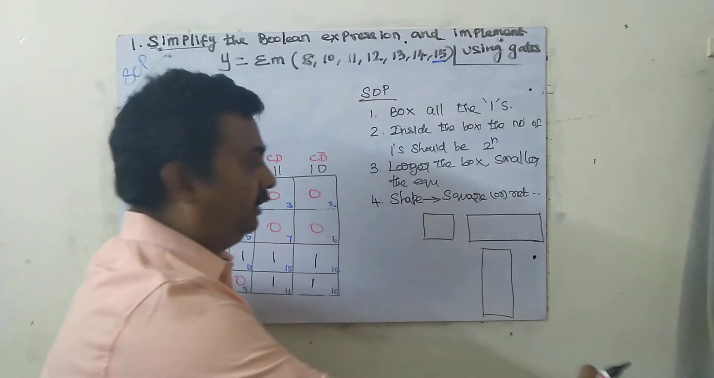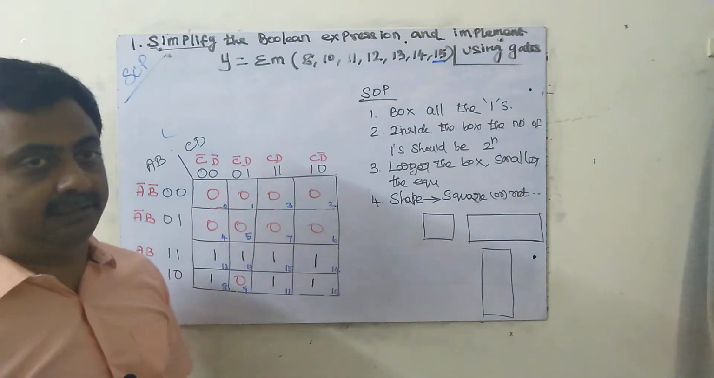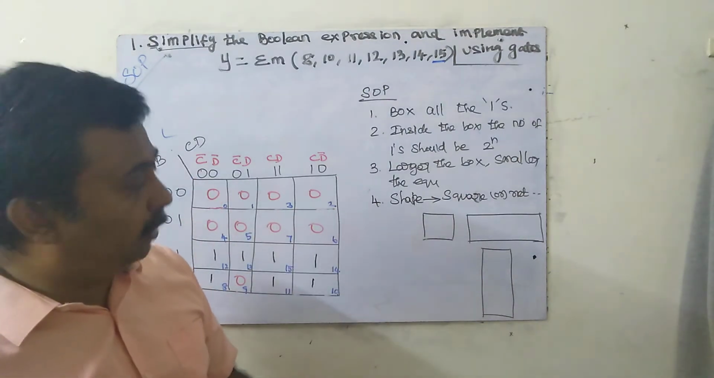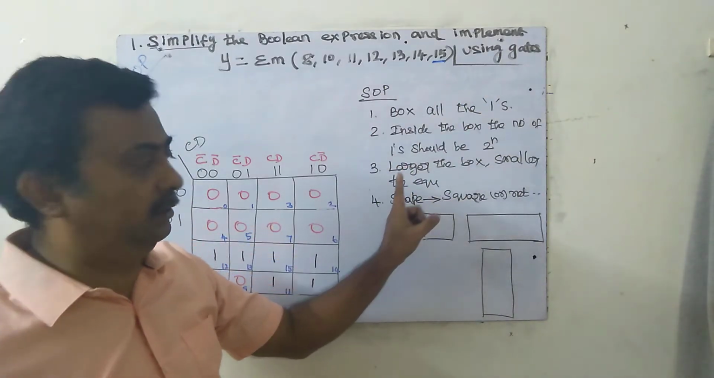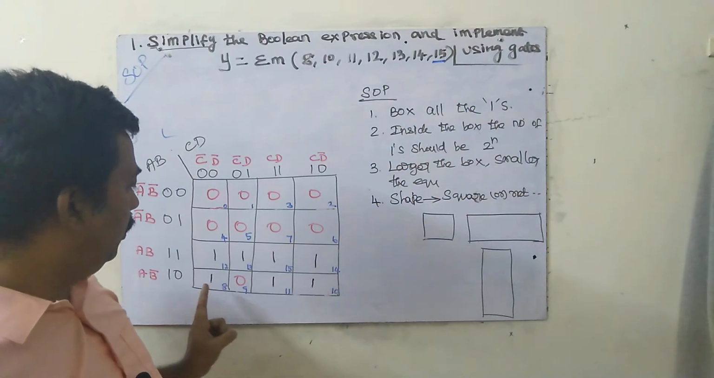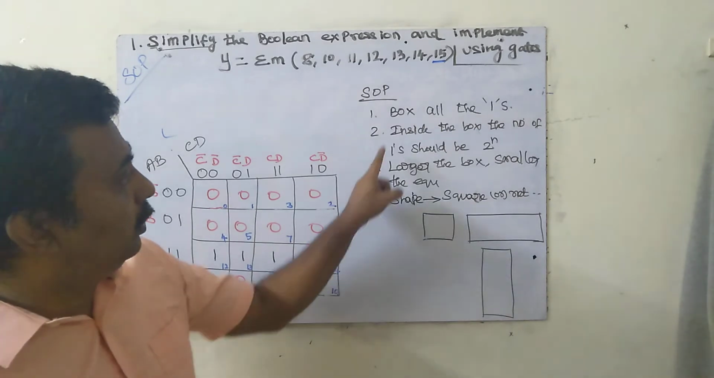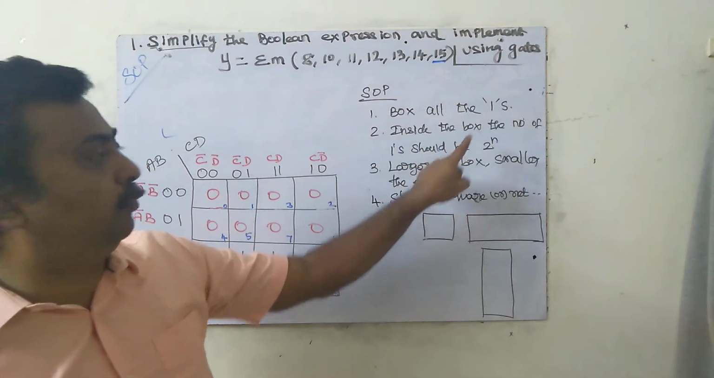I cannot box like this. Okay, these are the things. All the ones have to be boxed. If we have 1, 2, 3, 4, 5, 6, 7, all the ones have to be boxed. Inside the box, the number of ones should be 2 power n.